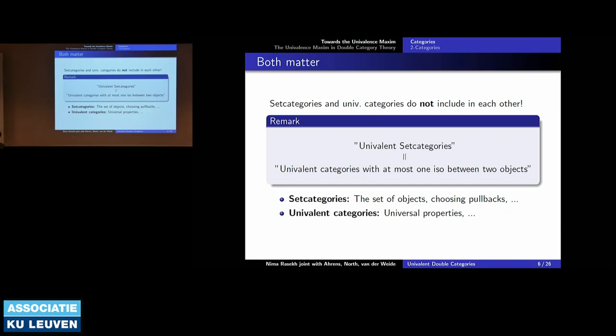So set categories and univalent categories, they both live inside this bigger category of categories. They have an intersection, which is these categories without any automorphisms. But yeah, they're just there.